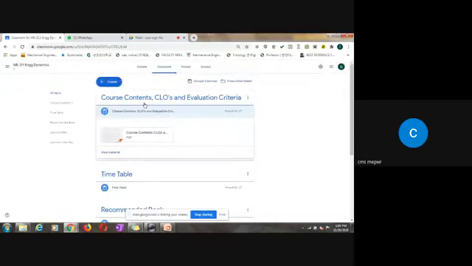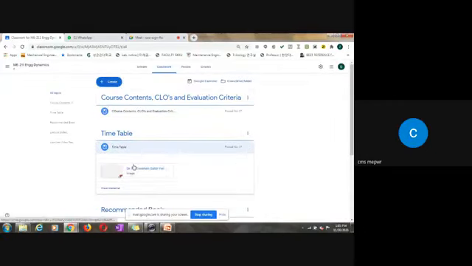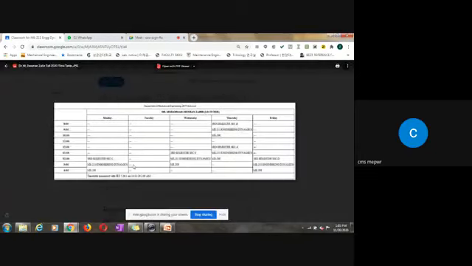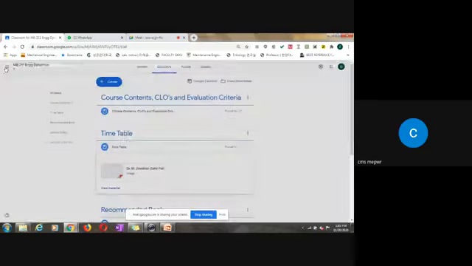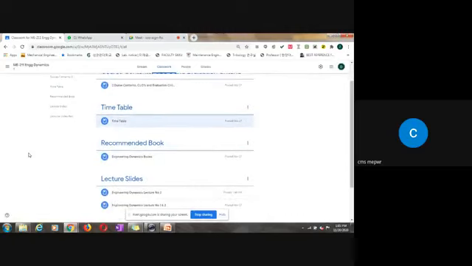Then here is the timetable. We will try to follow this timetable. But it's an online system, so if needed, we can modify it based on consensus, based on the availability of time.